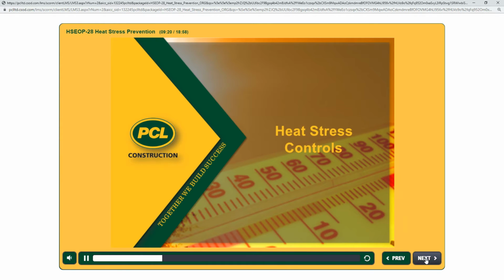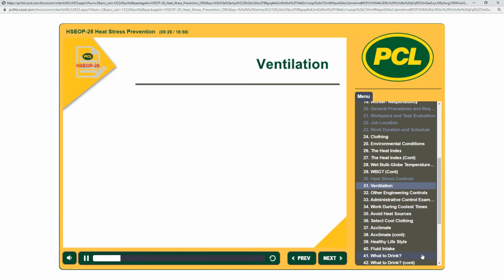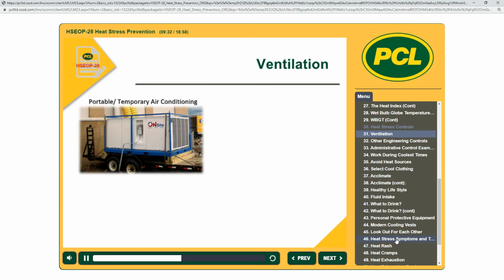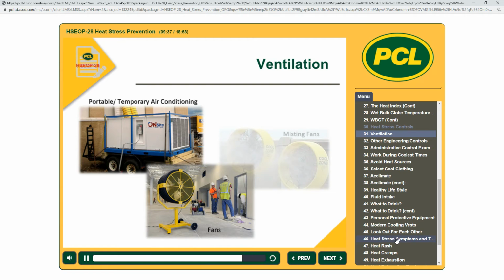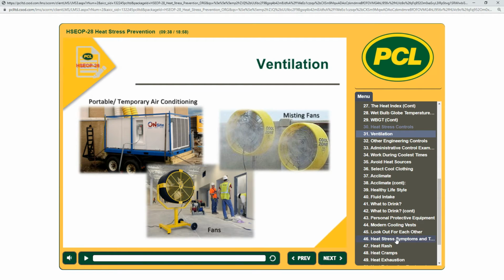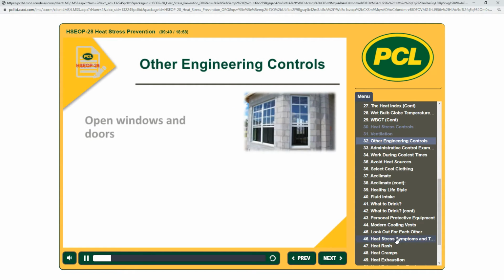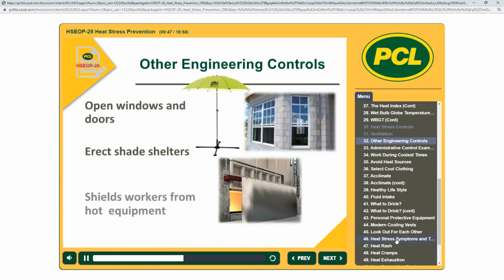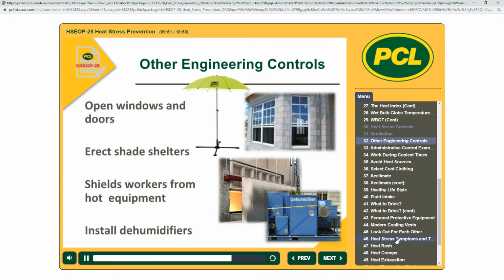Let's now discuss the various controls that you can use to reduce the risk of heat stress. It's always best to first attempt to control the heat using engineering controls. It's possible to set up ventilation and cooling systems using air conditioning, box fans, and even misting fans. Also, to help with airflow, open all available windows and doors. To help with radiant heat exposure, erect shade shelters or shields to protect workers from hot processes. And to control humidity, you can install dehumidifiers.